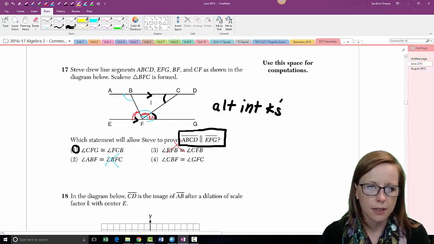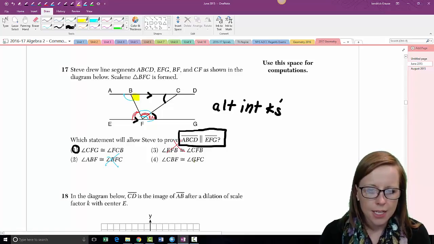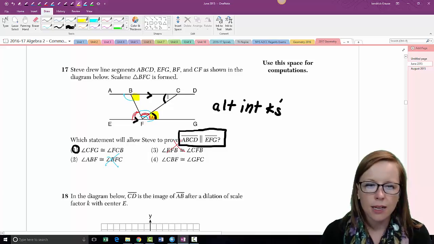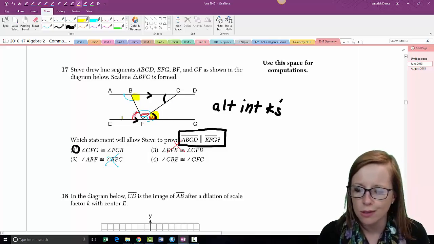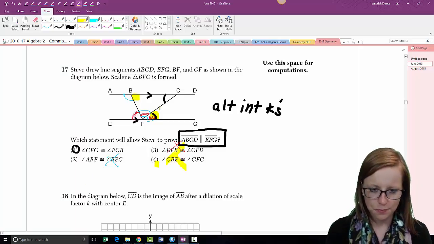I'll use yellow highlighter because apparently it wants me to use that. CBF is that little guy. And then GFC is that little guy. They're not even talking about the same transversal, so they're out too. So it has to be choice 1 for sure.